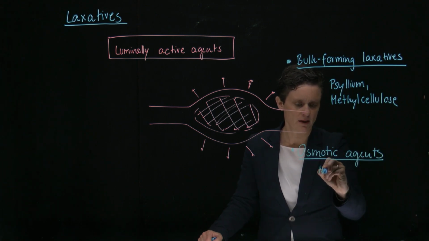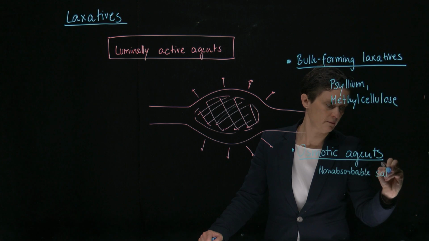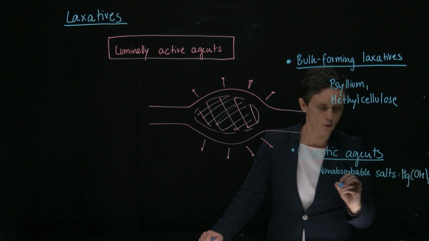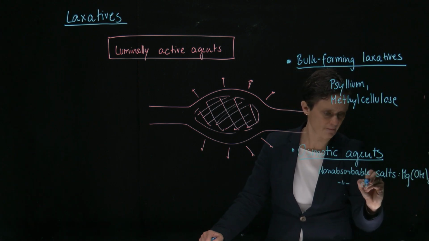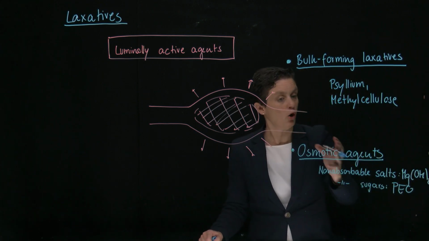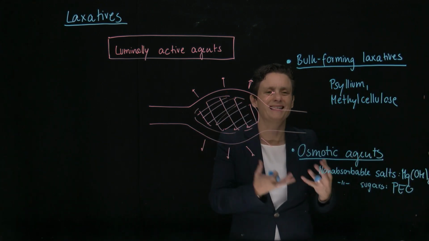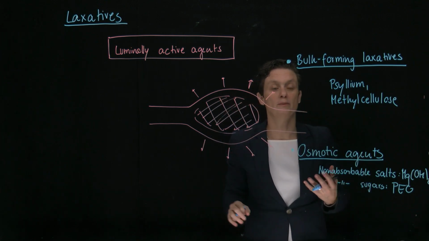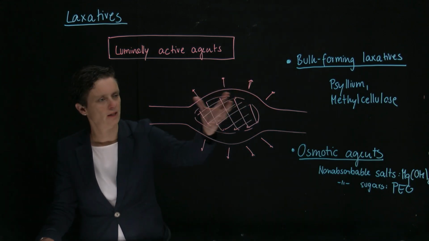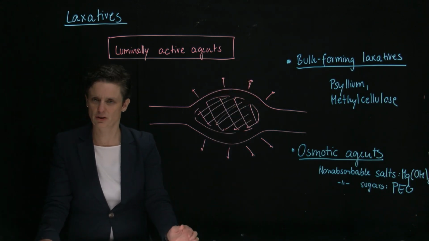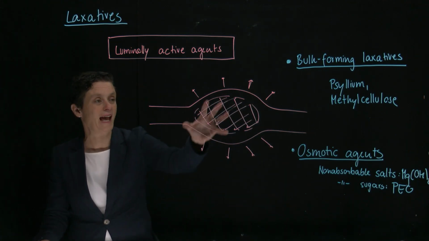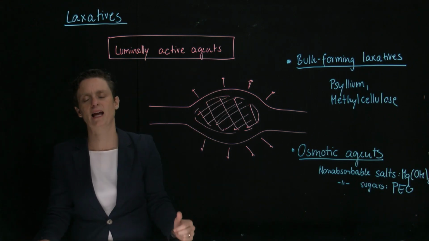Some non-absorbable salts, such as magnesium hydroxide, or non-absorbable sugars, such as polyethylene glycol or lactulose. And these osmotic agents are just going to draw water, and that's also going to increase your volume inside the lumen. So that's one strategy. These are fairly well tolerated. You can get some bloating, and please remind your patient to drink lots of fluid because they all depend on water. And that's going to be all added to the lumen. So these are luminally active agents.